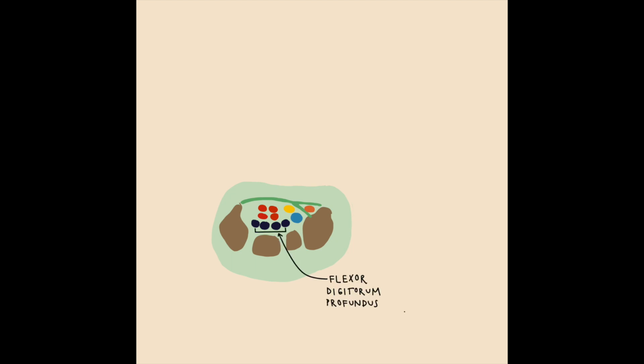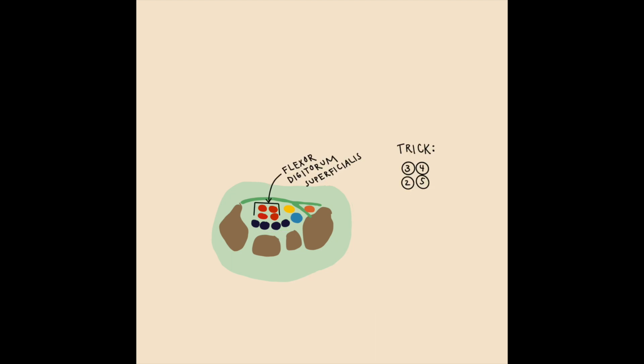And as you can see in the illustration, there are 9 structures coursing through the carpal tunnel. We have the flexor digitorum profundus, which are identified by the navy blue color, those 4 tendons at the deep level. And then just superficial to that, we have the 4 tendons of flexor digitorum superficialis.